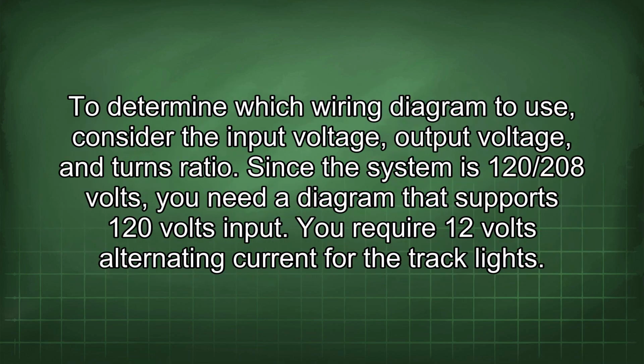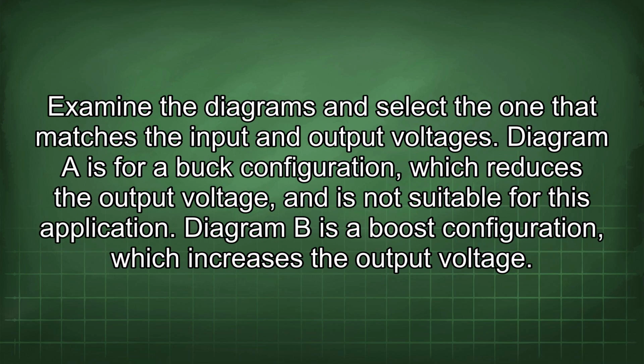To determine which wiring diagram to use, consider the input voltage, output voltage, and turns ratio. Since the system is 120/208 volts, you need a diagram that supports 120 volts input. You require 12 volts alternating current for the track lights. Examine the diagrams and select the one that matches the input and output voltages.